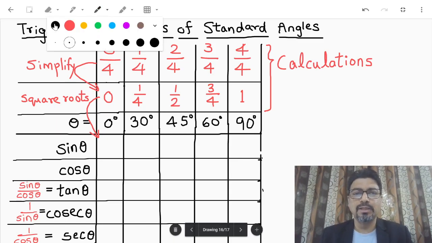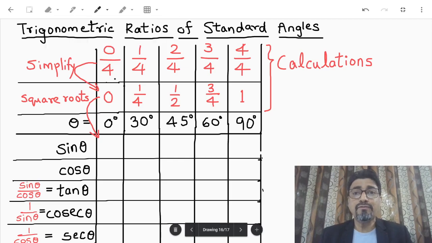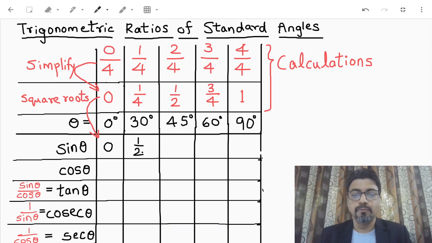Let us see what will be the values. So for the first value, above 0 degree, we have 0. What is the square root of 0? The square root of 0 is 0. Next, what is square root of 1 by 4? Square root of 1 is 1 and square root of 4 is 2. So I get 1 upon 2. That will be the answer of sine 30 degree.